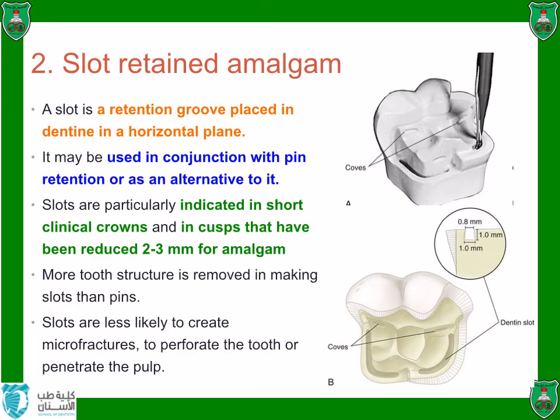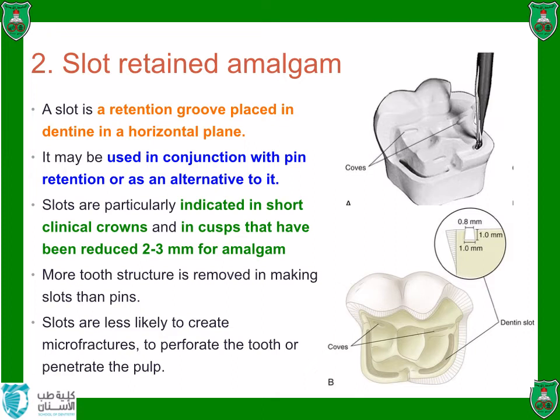The slot retained amalgam restoration for complex restorations. A slot is a retention groove placed in dentin in a horizontal plane. As you see in this photo or schematic view, we place a large retention groove in a horizontal plane. It may be used in conjunction with pin retention or as an alternative to it. So if you can place, for example, one pin in an area where you can't place a slot, and in another area you can place a slot, you can use it in combination or alone instead of pins.